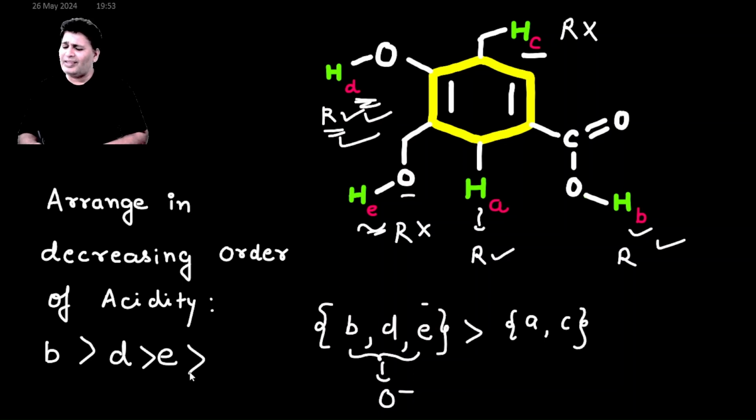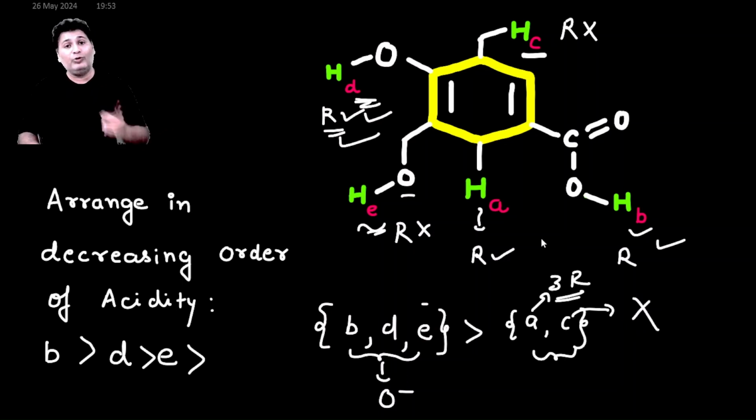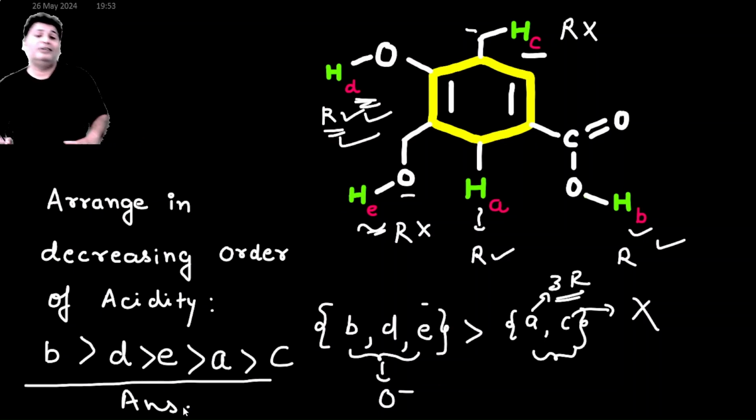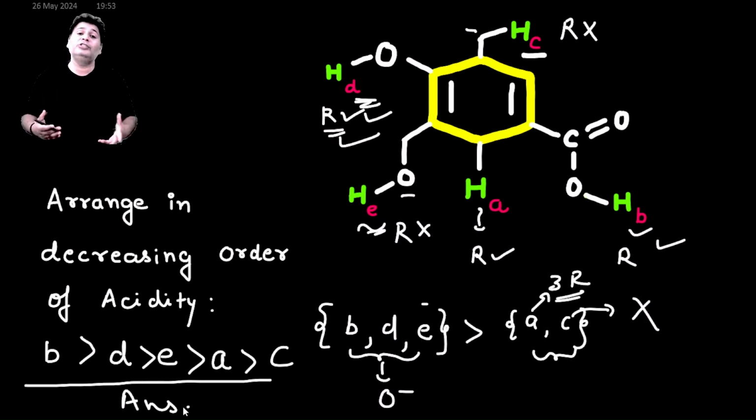And amongst A and C, I have already talked about that. In A you had three resonating structures, but in C there was only one structure, because in C the minus charge is not getting delocalized. So on that ground, after E, you put A, and finally comes C. So this is the final answer of the ease with which the hydrogens are going to get released as proton, as H plus, and therefore the acidity order.